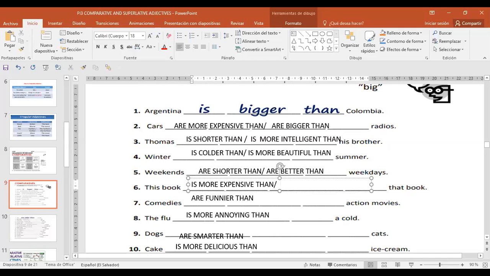Okay, this book is more expensive than that book. So what other example can you give? This book is more interesting than that book. Excellent. This book is more interesting than that book. Excellent. Comedies are funnier than action movies. So, would you like to give another example about comedies and action movies?